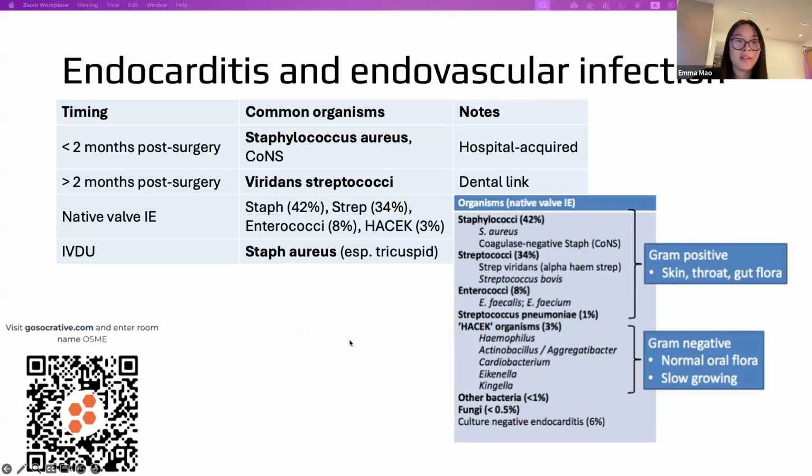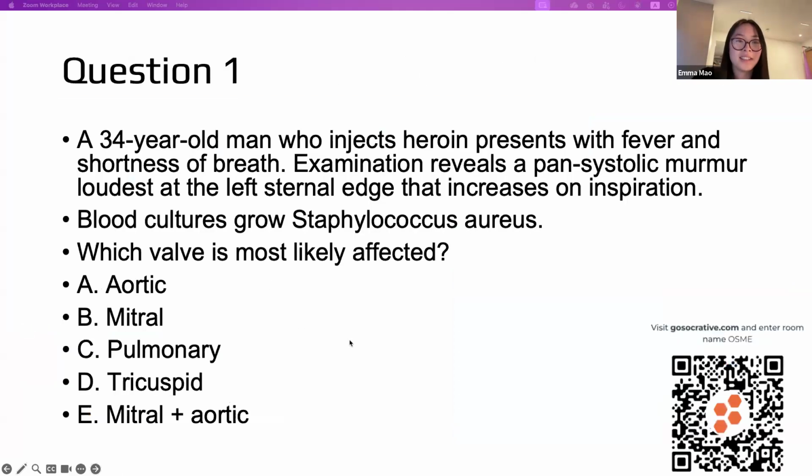So let's go on to our first question. A 34-year-old man who injects heroin presents with fever and shortness of breath. Examination reveals a pansystolic murmur, loudest at the left sternal edge, that increases on inspiration. The blood cultures grow Staphylococcus aureus. Which valve is most likely affected?